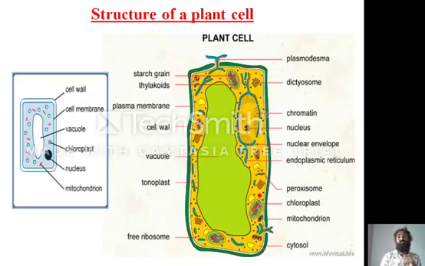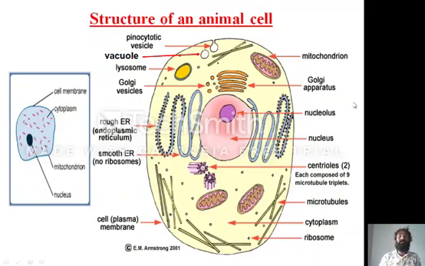Now coming to the typical animal cell. Here in the animal cell, the cell wall is absent. That's why the outermost layer of the animal cell is the cell membrane. Beneath the cell membrane, what is enclosed? A fluid-like gel called cytoplasm. The cytoplasm contains small-sized vacuoles.